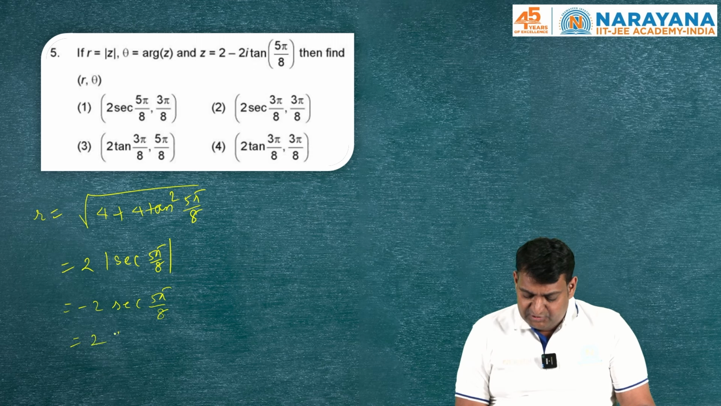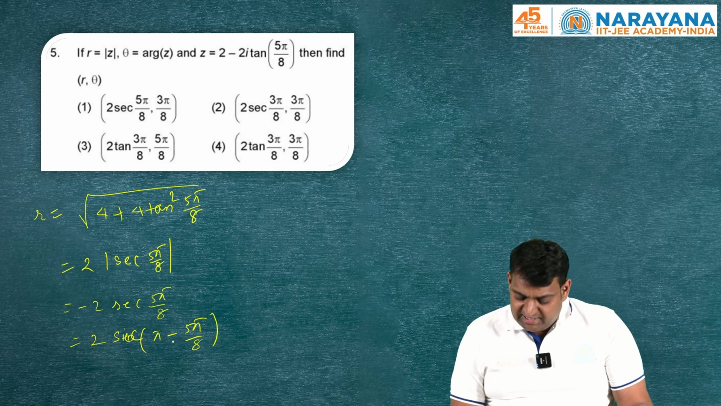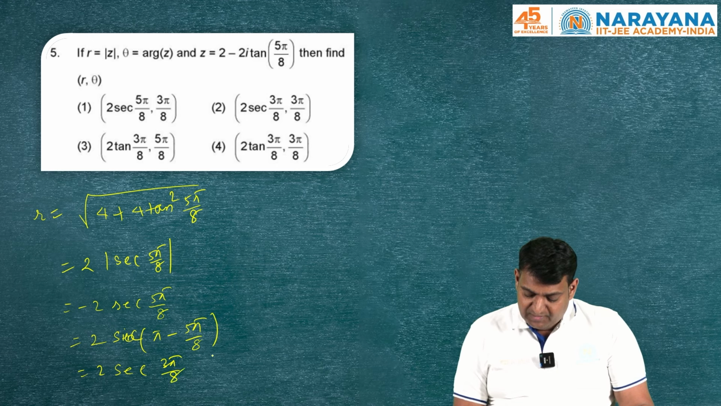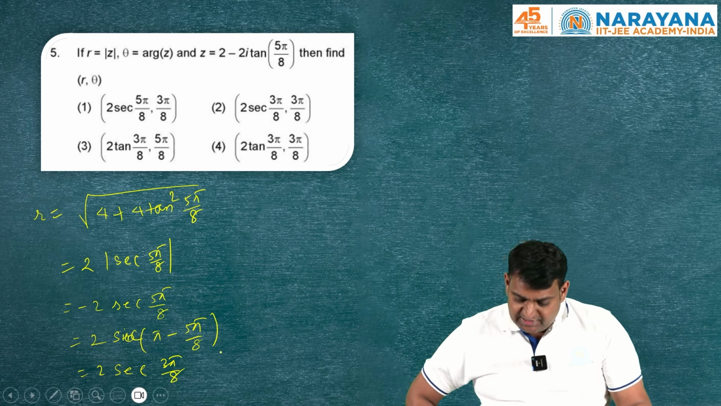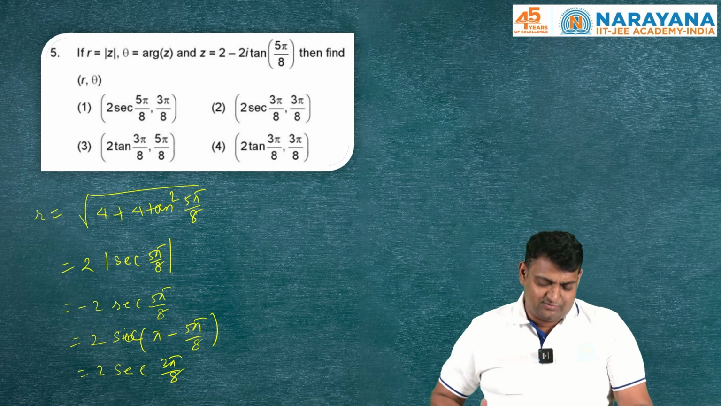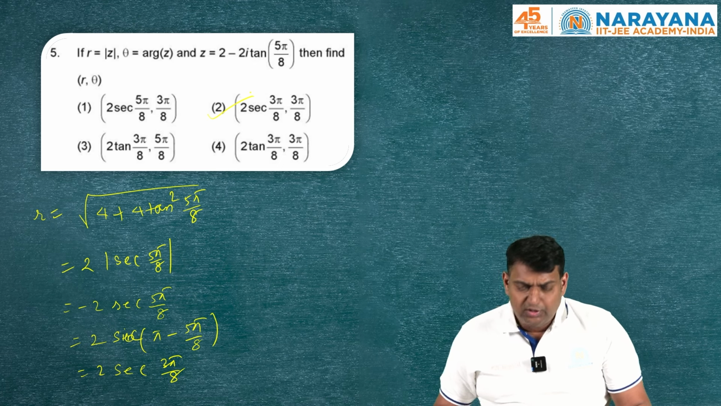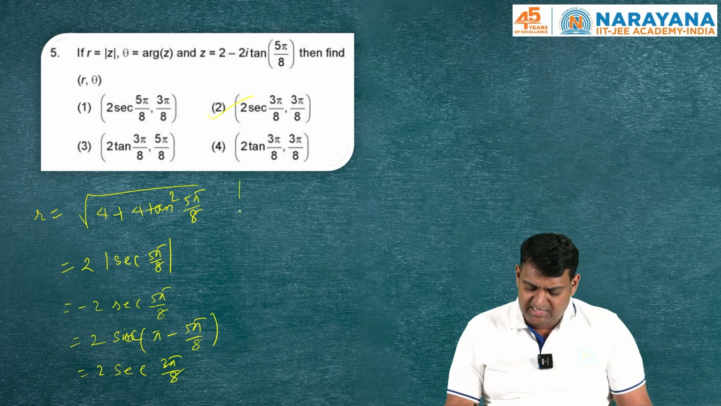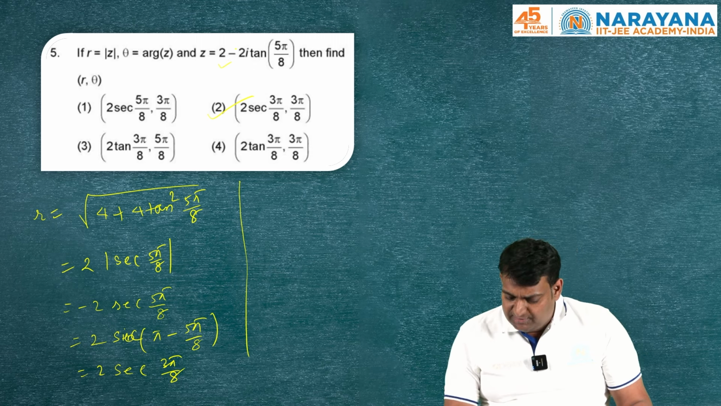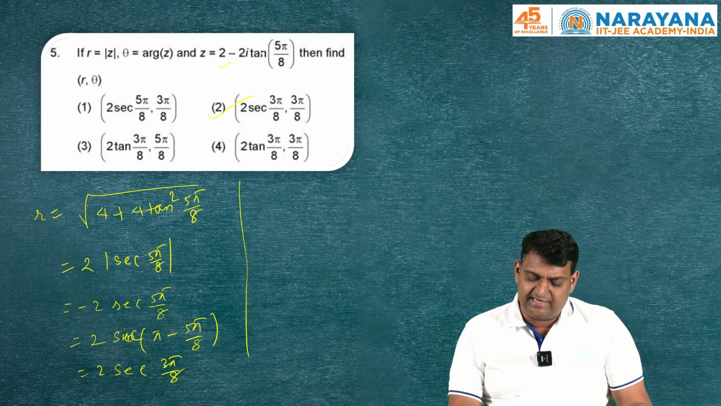So can I write this as 2 secant of (pi minus 5 pi by 8)? Come on. Secant (pi minus theta) is minus secant theta. So 8 minus 5, that is 2 secant 3 pi by 8. So what is the modulus? 2 secant 3 pi by 8. See that. Once you got this modulus, I think we can directly conclude the answer should be 2. But let us go for the argument also. What is the argument? Clearly the x coordinate is positive, and the y value also, a plus ib. Observe that tan in the second quadrant is negative, negative of negative is positive.